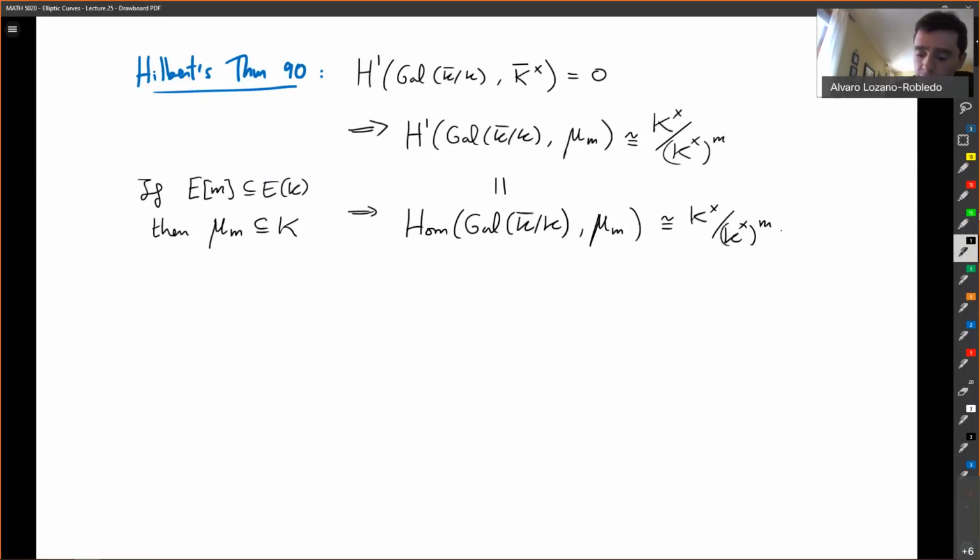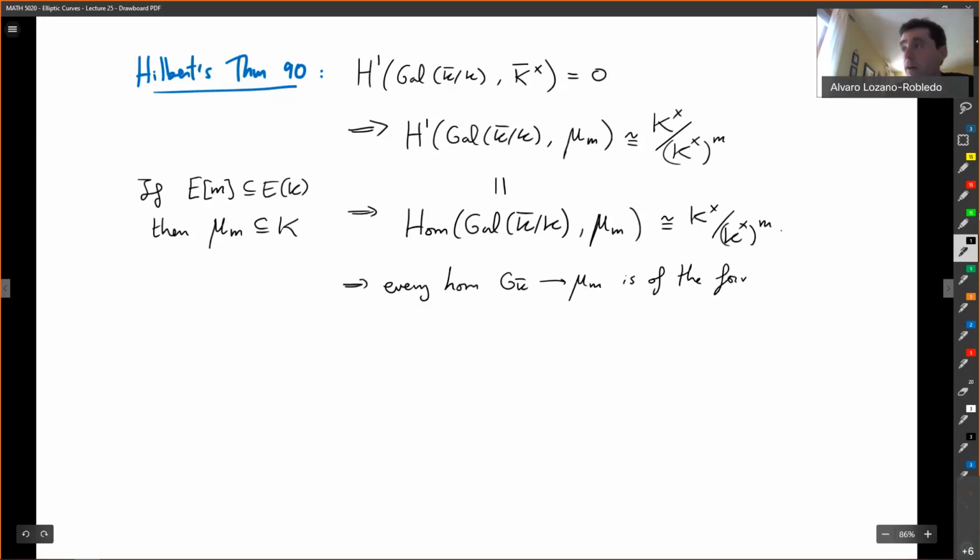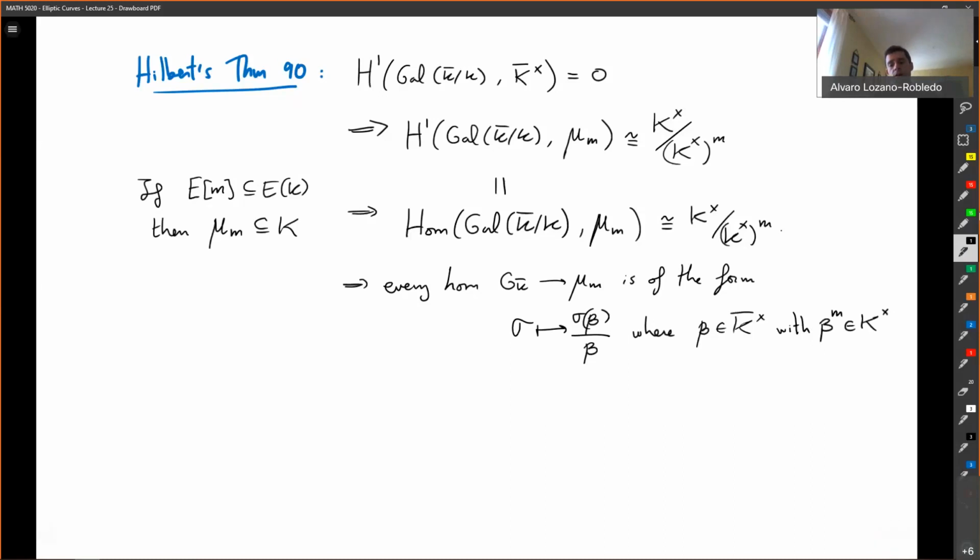And this means that every Hom from the absolute Galois group to mu_m is of the form sigma goes to sigma acting on beta over beta, where beta is an element of K cross, such that beta to the mth is in K.